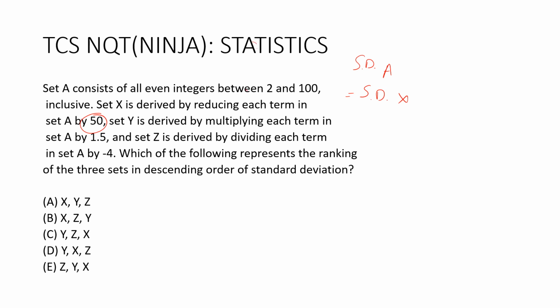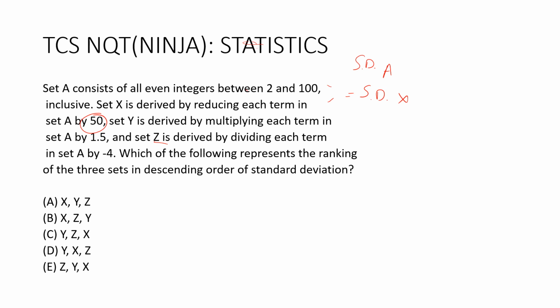Okay, this we know. And the next, it says set Z is derived by dividing each term by -4. So if you divide each term by -4, the standard deviation is also going to get divided by mod 4, irrespective of the sign.